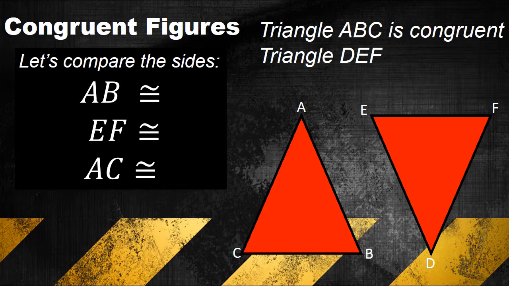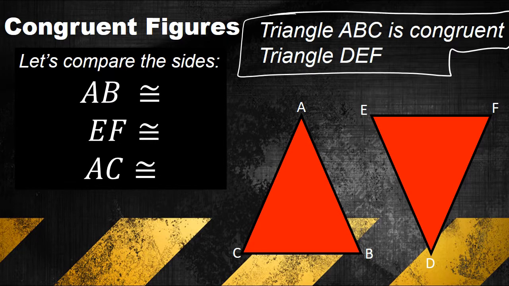So now we're going to put it all together and talk about congruent figures. And so here we're given this clue right here. We said triangle ABC is congruent to triangle DEF. And so our first step is we're going to compare the sides. And so first here we have our side AB. So we're going to label that with a little dash. These dashes are called hatch marks.